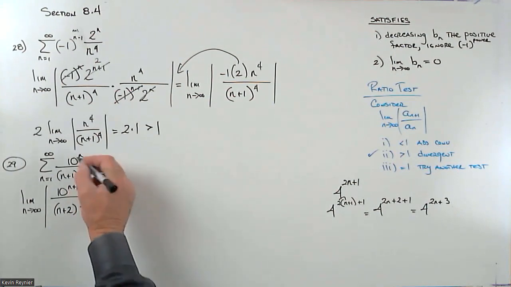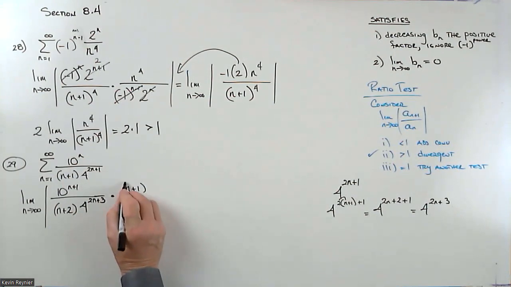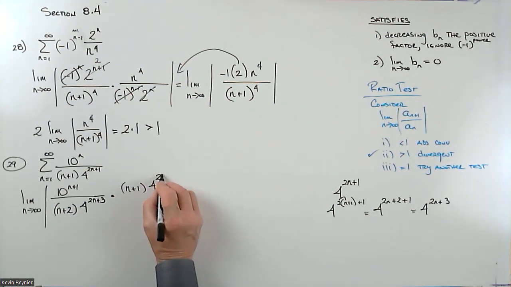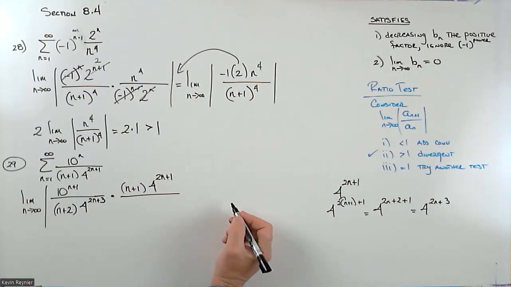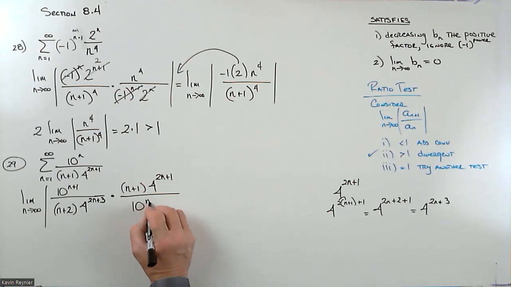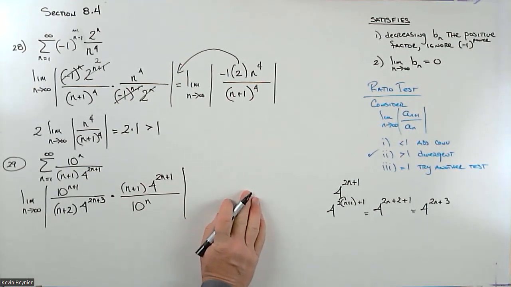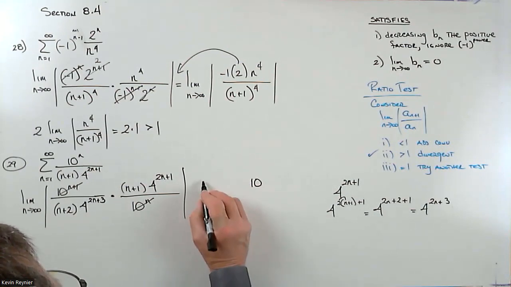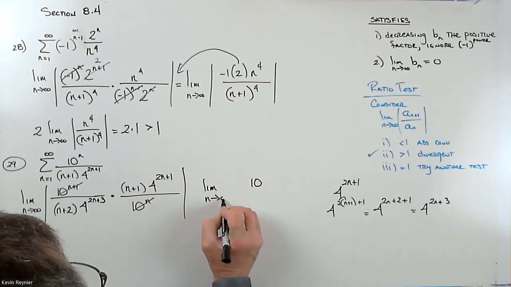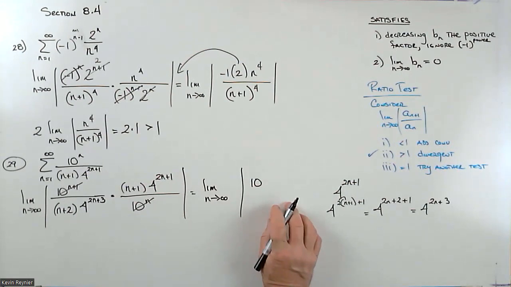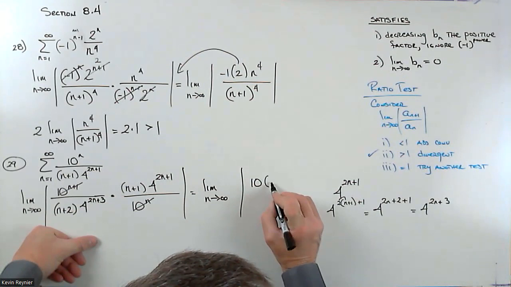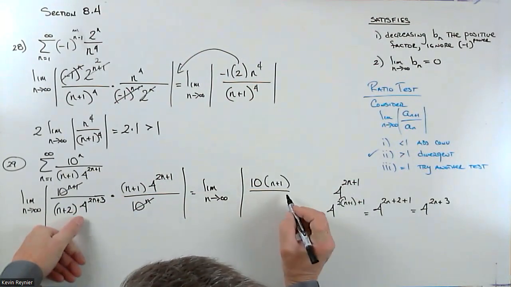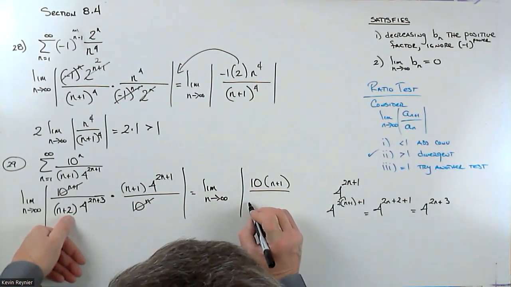Times, and now we just invert. So we have n plus 1. We have 4 to the 2n plus 1. And down here we have 10 to the n. Okay, here we go. Well, 10 to the n and 10 to the n plus 1 just leaves us at 10. Here we have an n plus 1 and n plus 2. So that n plus 1 is just going to stay up here, and that n plus 2 is just going to stay down there.